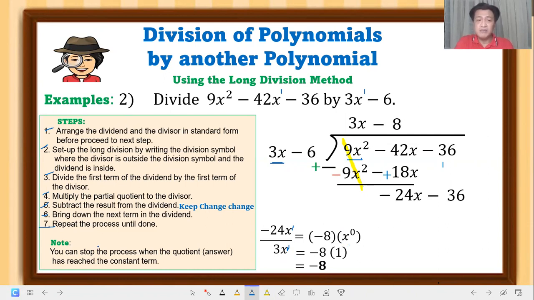But take note, diba sabi doon, kailan tayo hihinto? Diba na-reach na natin yung constant term. Kaya may idea na tayo, no? Hanggang dyan na lang yan. Then, but before that, kailangan i-continue natin, di ba? You have to repeat the process, multiply natin yan.